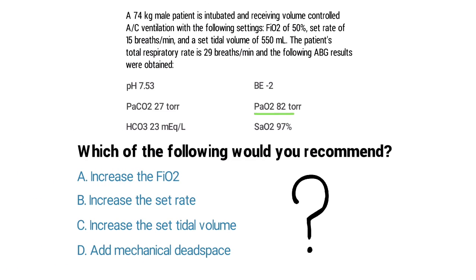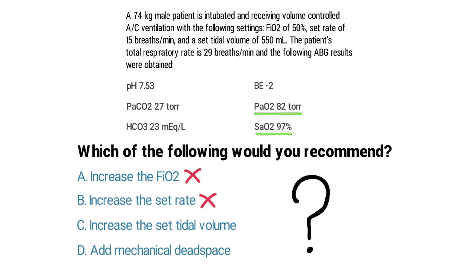Since the PaO2 and SaO2 values are normal, you do not need to make any adjustments to the FiO2 setting. And looking at the patient's spontaneous breathing rate, you can see that it's already way too fast, so you definitely do not need to increase the rate. So that rules out A and B automatically.